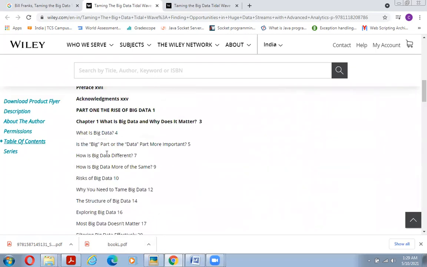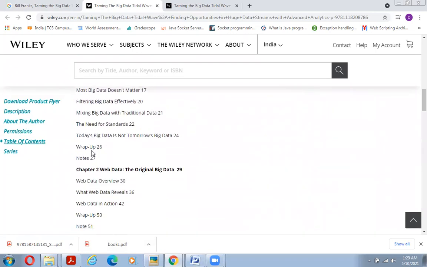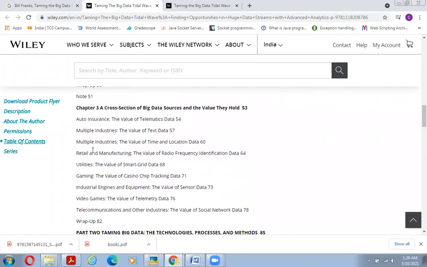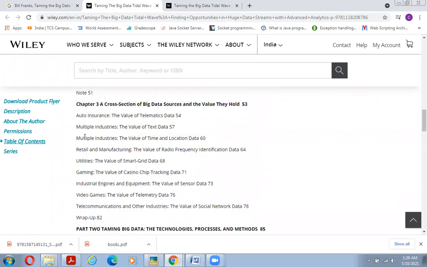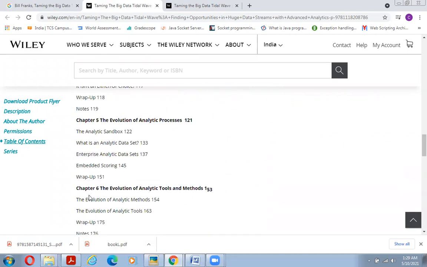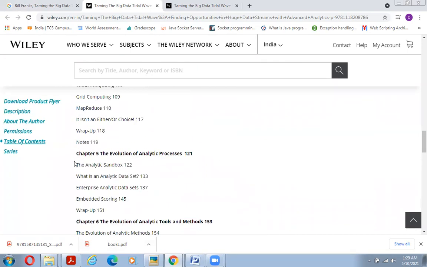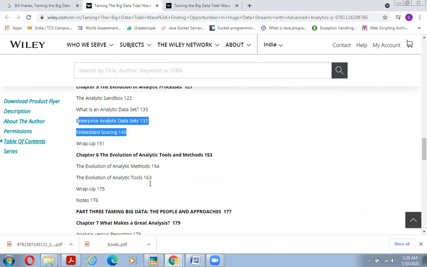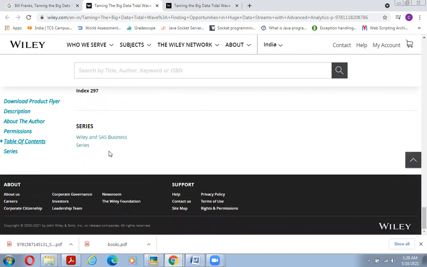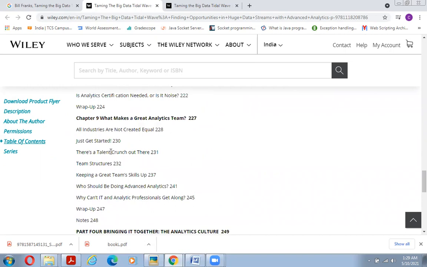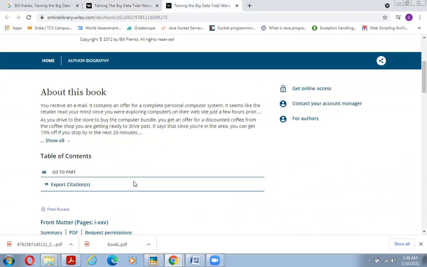Here the content of the book is what is big data and how we are able to get big data, and what is the data overview, how big data is applicable in various fields: auto insurance, multiple industries, retail, manufacturing, and all. This concept is very important. Analytical sandbox. What is an analytics data set all about? How the enterprise data sets work and how embedded scoring works. And here we get a topic of analysis versus reporting as well. So these are the contents. From the contents also we can get an idea what the book is really all about.